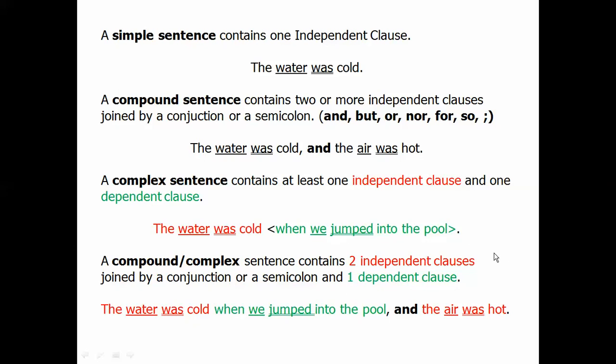A compound complex sentence contains 2 independent clauses joined by a conjunction or a semicolon and one dependent clause. The water was cold and the air was hot. So there are the 2 independent clauses joined by and. There's also a dependent clause, when we jumped into the pool. So this is a compound complex sentence.